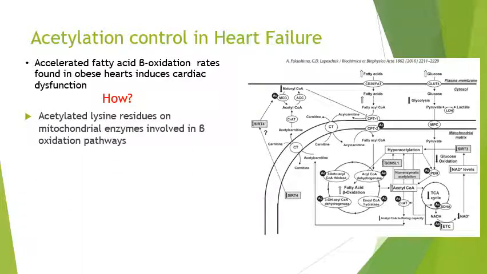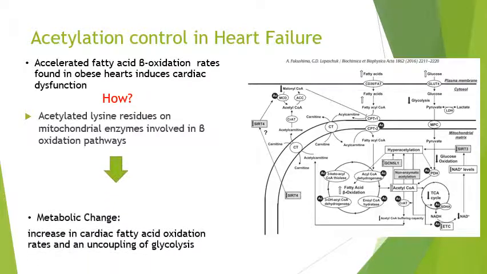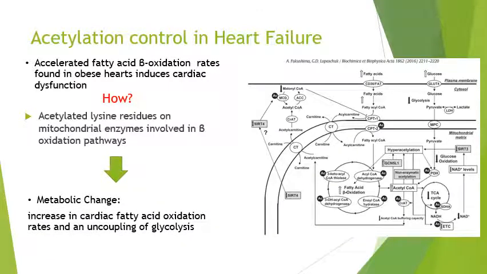As you can see from the diagram shown here, the mitochondrial enzymes involved in the beta oxidation pathway have their lysine residues acetylated, and this leads to a metabolic change as it increases cardiac fatty acid oxidation rate and also uncouples glycolysis. So the whole metabolic shift of utilizing fatty acids rather than glucose is a prominent sign in obese hearts of patients, which might lead to a potential risk of cardiac dysfunction.